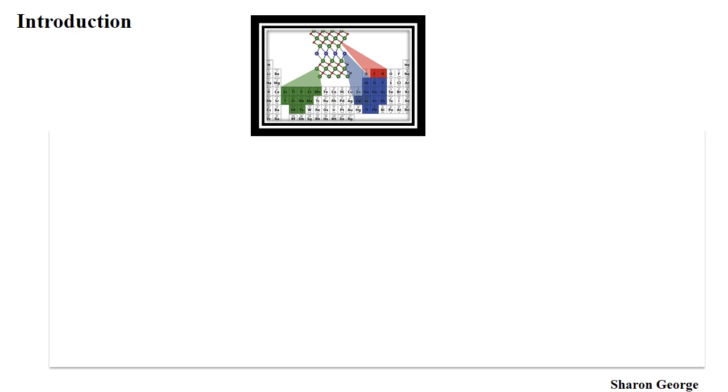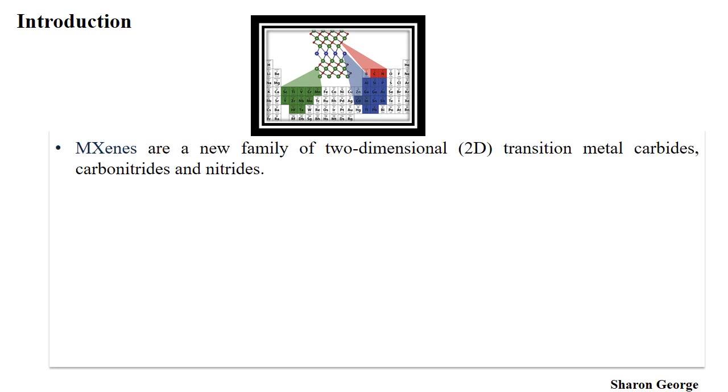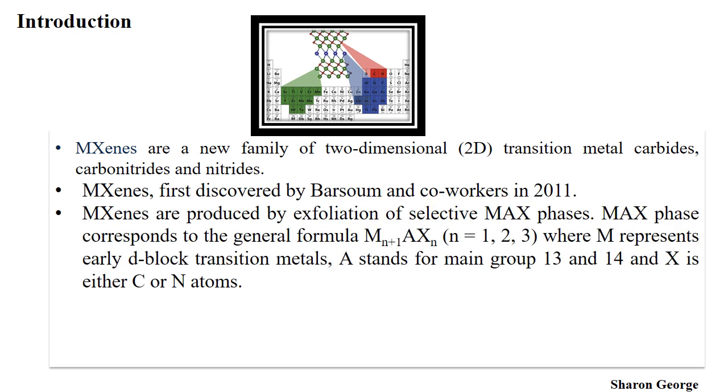Okay, so let's start. Basically, MXenes are a new family of multifunctional 2D solid crystals which contain a large class of transition metal carbides, nitrides and carbonitrides, with properties like metallic conductivity, hydrophilic nature as well as excellent mechanical properties. Okay, so these MXenes were discovered by Barsoum and co-workers in the year 2011. MXenes are produced by exfoliation of selective MAX phases.